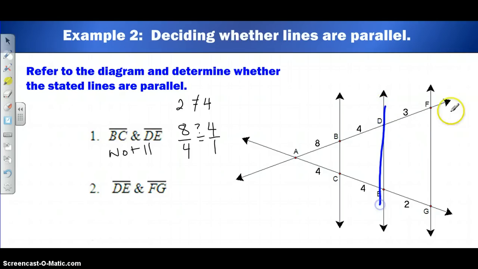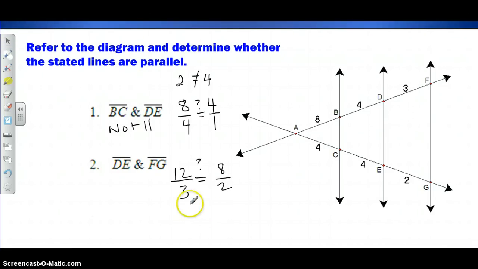Now I'm going to look at DE and FG. Here is DE and here is FG. And then I am going to take 12 and divide it by 3 and compare that to 8 divided by 2. And if those two quantities are equal, then the lines are parallel. So let's do that. 12 over 3, and I'm asking myself, is that equal to 8 over 2? Well, let's simplify that, shall we? That is 4, and so is this. So they are parallel.